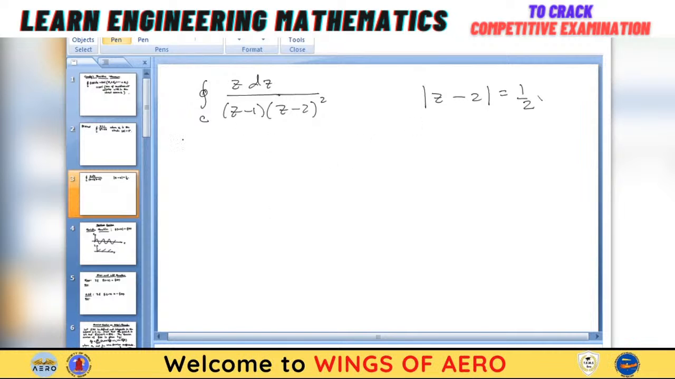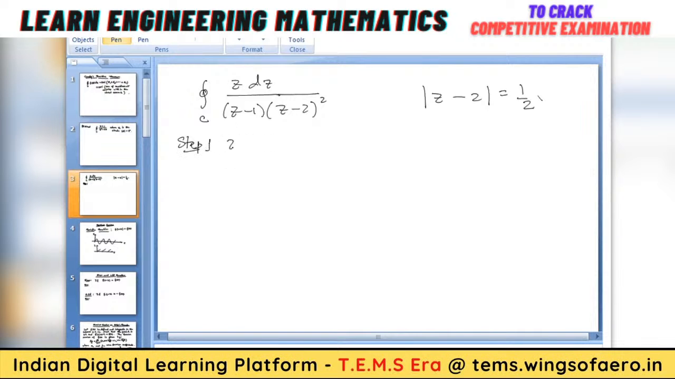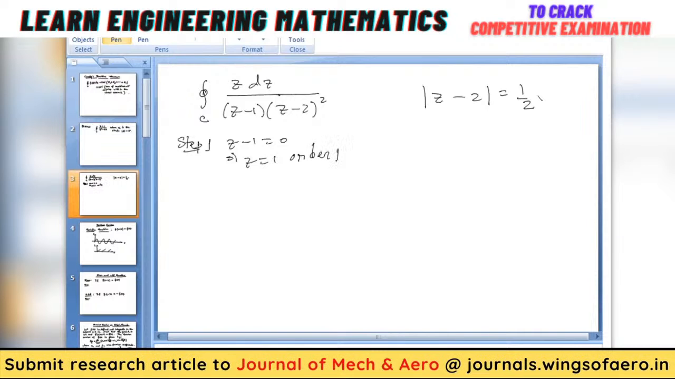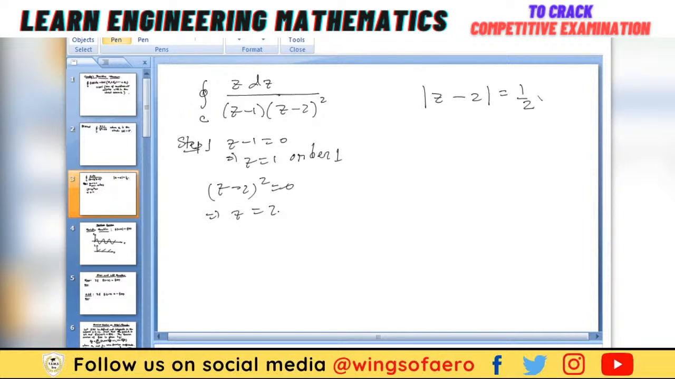So first find out the poles. Step 1, just follow the step by step formula. Z minus 1 is equal to 0 means Z equal to 1, which is a simple pole or order 1. Next one is Z minus 2 whole square is equal to 0, which means Z equal to 2, 2, and which is order 2.